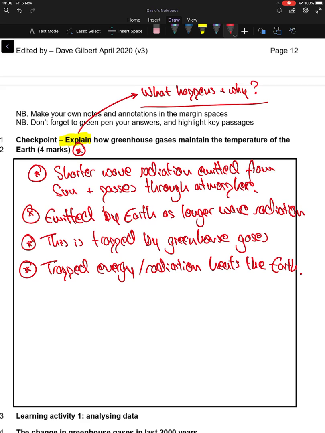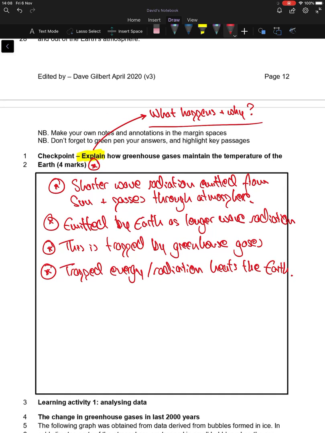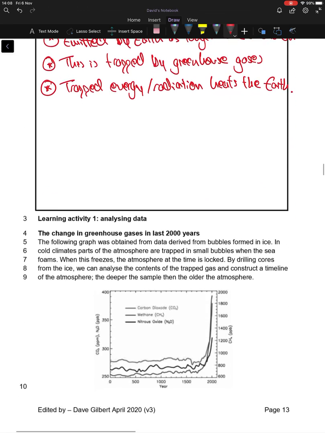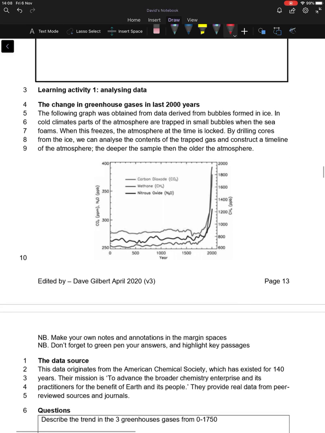Good. Right. If you move on a little bit, so hopefully you've made some notes on that. What I'd then like you to have a little look at is the following. Now this is just looking at data. So if we go through this together, we don't need as many notes on this. We just need to have a look at it and discuss it.